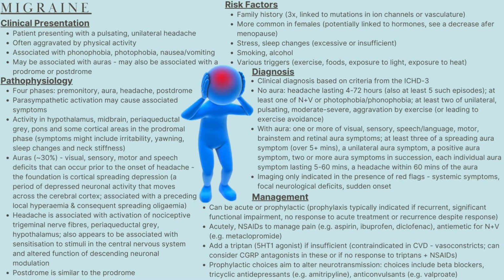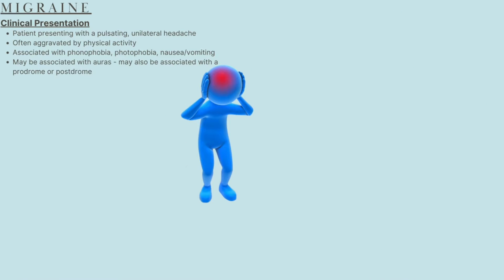This video is on migraine. A patient with a migraine will present with a pulsating unilateral headache that is often aggravated by physical activity. The headache may be associated with phonophobia, that is, sensitivity to sound, photophobia, that is, sensitivity to light, and nausea and vomiting. The headaches may be associated with auras, which are focal neurological symptoms that precede or accompany the headache.